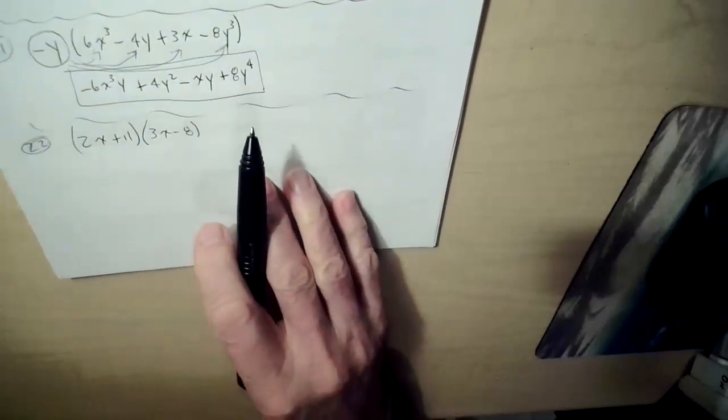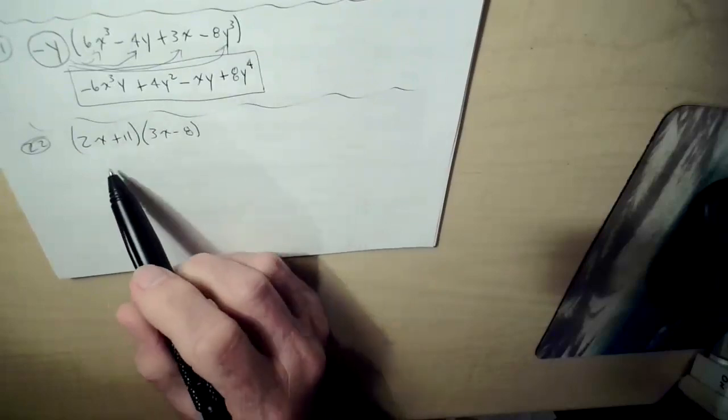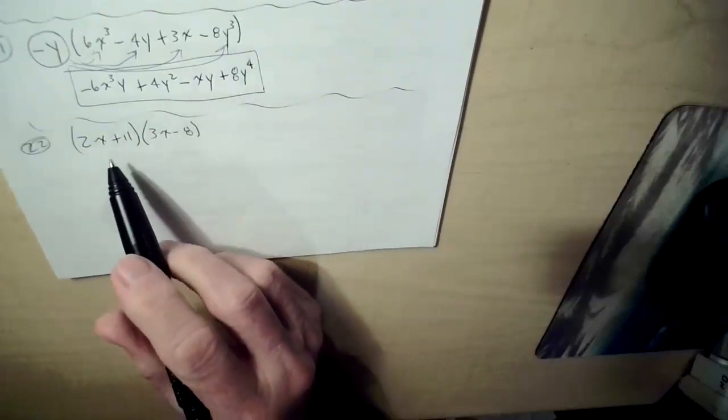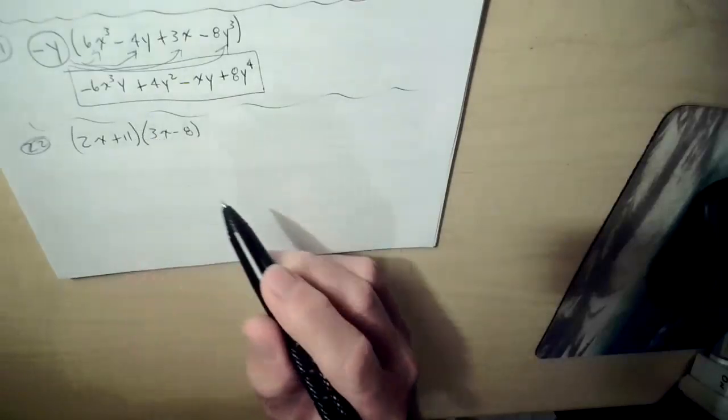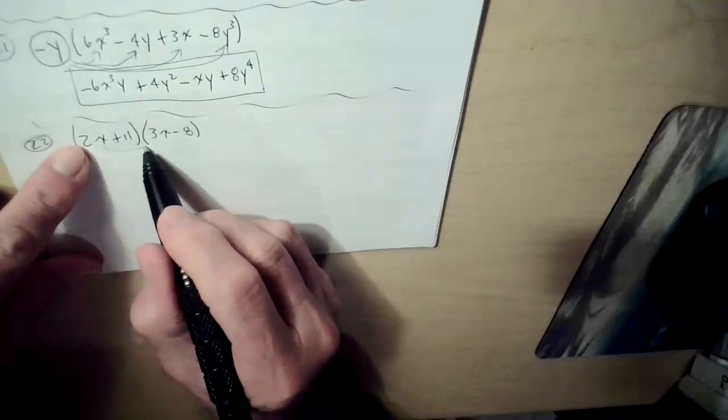Okay. These are, can y'all see that okay? Okay. This is distributive property. There's no plus or minus in here, so this means to multiply.